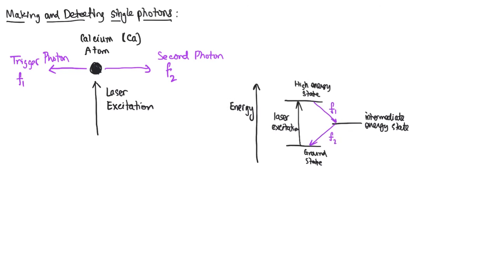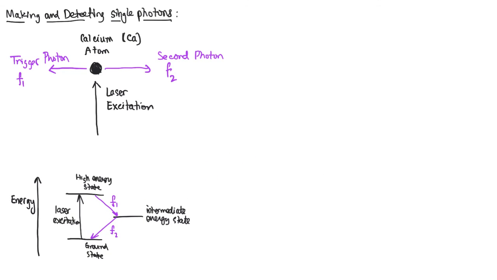Now I'm going to move this energy state down here to leave space for a diagram of the actual experiment that they did. Okay, so here we have our calcium atom, which we're thinking of as a single photon source. Well, really it emits 2 photons, one of which we will use as a trigger to tag the release of the second. But the second photon is a single photon. Okay, so out to the left we have this so-called trigger photon.